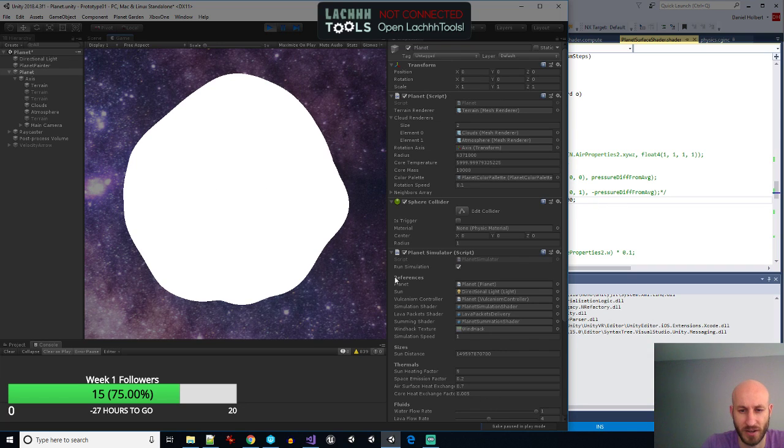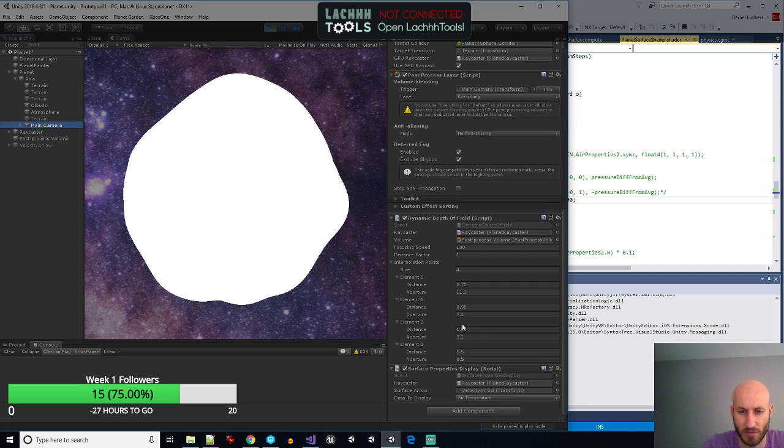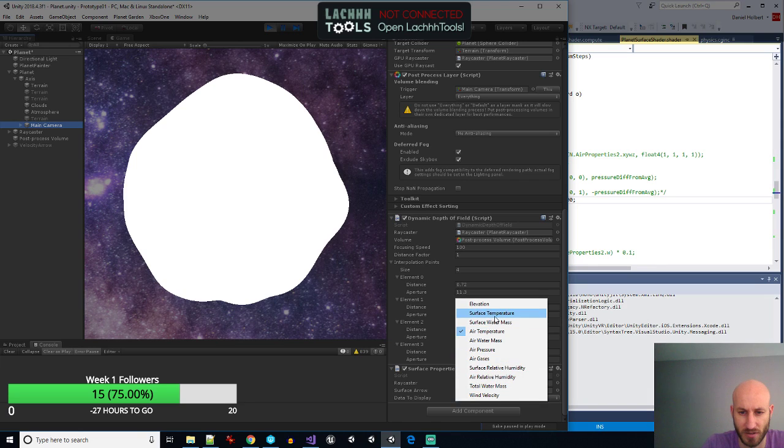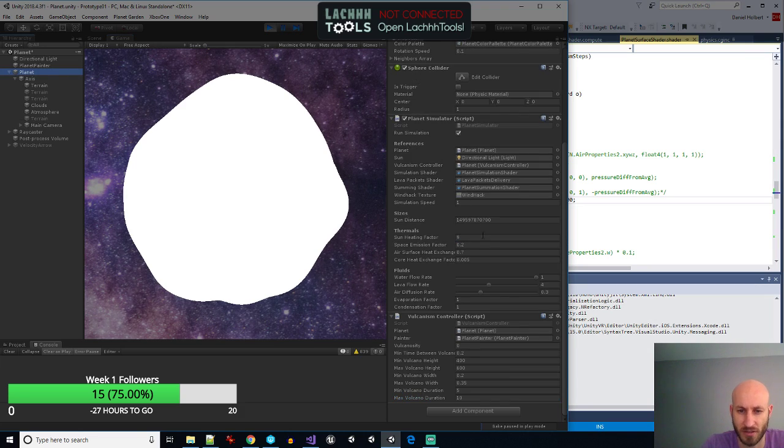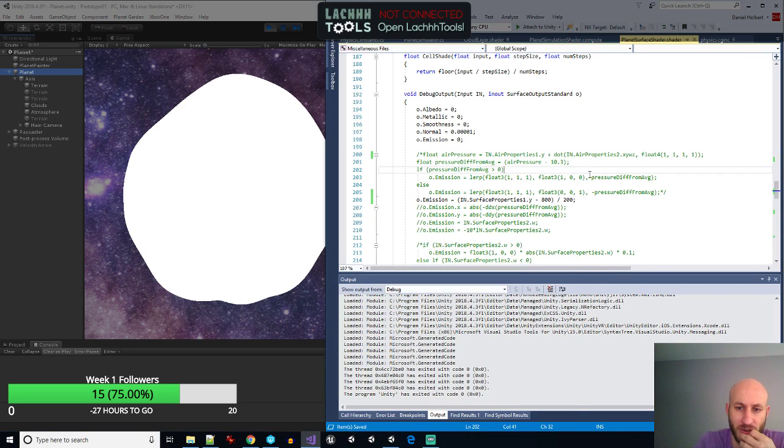Well, I'm looking at the air temperature there, that's why. I need to look at what's the surface temperature. It must be quite a bit different. Yeah, the surface is a lot hotter than the air, which makes a little bit of sense because I reduced the space emission factor so that the surface itself is emitting less heat for the air to absorb from it.